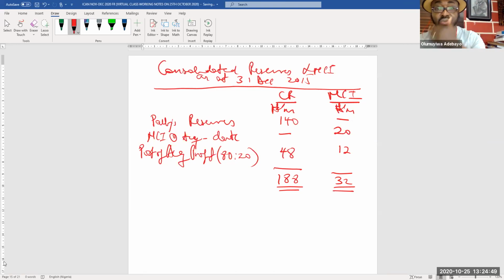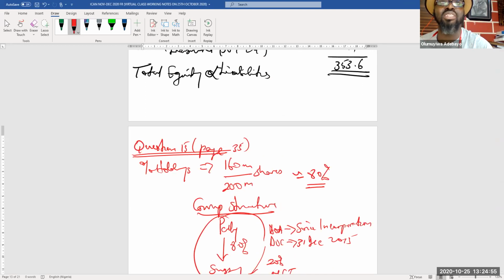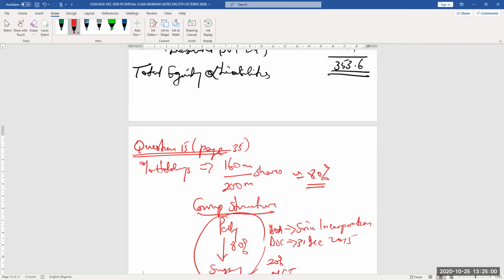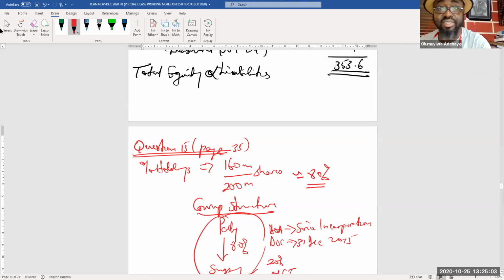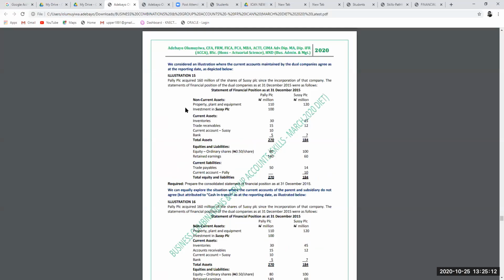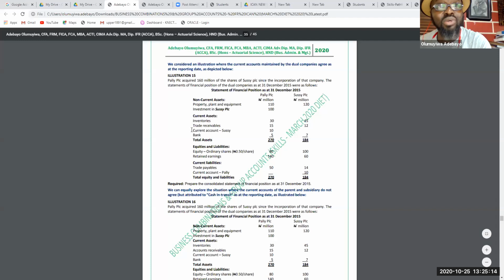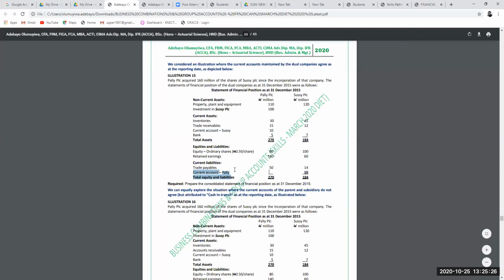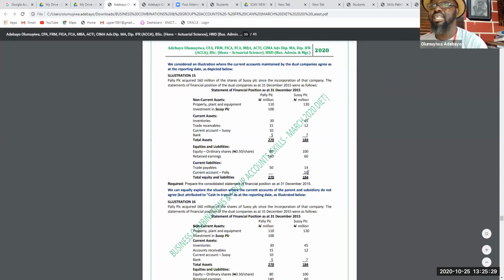Now, when we go back to the question, who can tell me what is unique in this question, as simple as it is? Current account. Okay. The current account of Suzy and the current account of Pali have the same balance. Yes, you find that salient here. We have current account receivable from Suzy in the books of Pali. How much? 10. And current account payable to Pali in the books of Suzy. How much? 10.